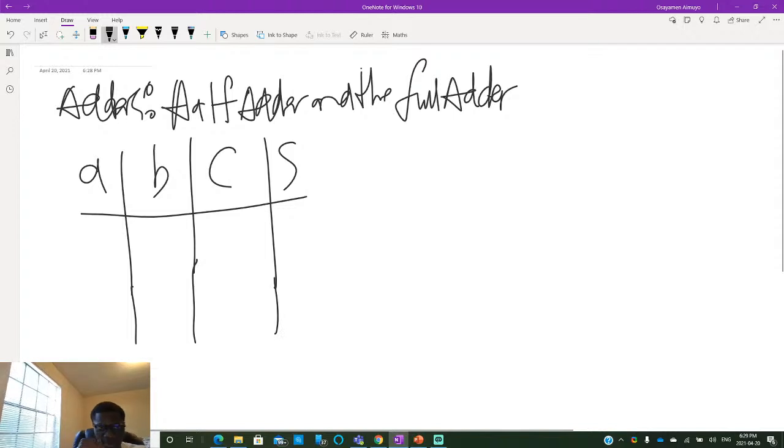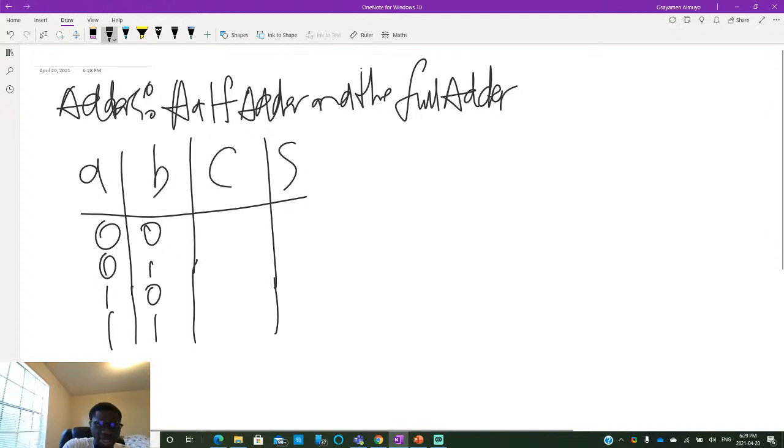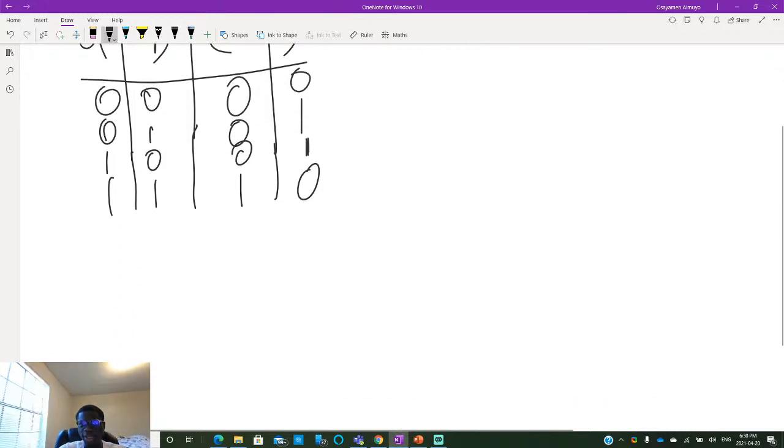Same stuff regarding truth table. Just draw your, so 0 plus 0, that's 0. No carry, sum is 0. Then 0, 1, no carry, sum is 1. Then for 1, 0, sum is 1 as well, no carry. And then 1, 1, the sum is 0, and you have a carry of 1, right?